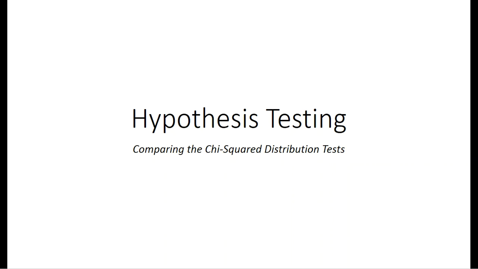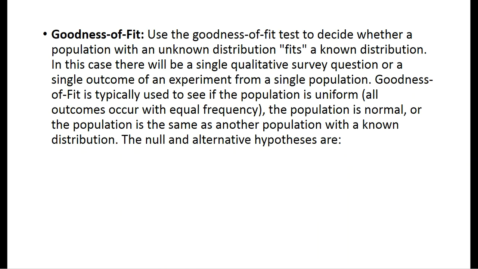In this video we're going to look at hypothesis testing, and because we've had a lot of our chi-square distribution tests, I just wanted to take the opportunity to compare them and show what's the same and what's different between the three tests that we've had. So remember, we've had a goodness of fit test, an independence test, and a homogeneity test. Okay, so let's look at our first thing, our goodness of fit test.